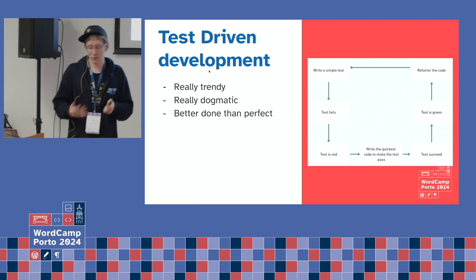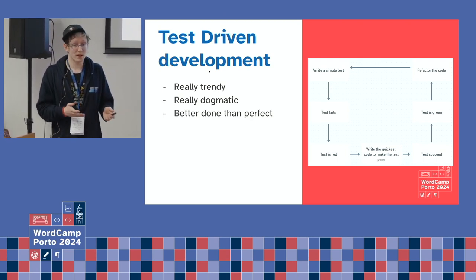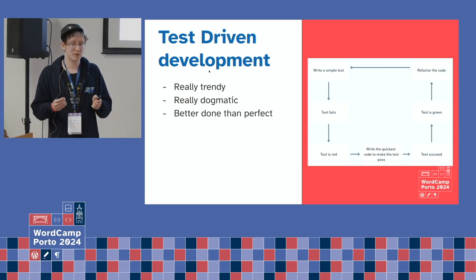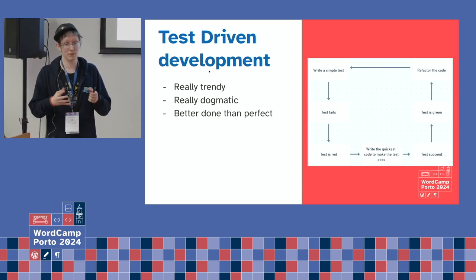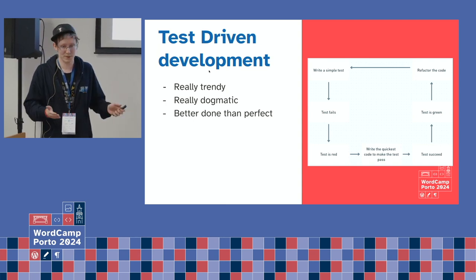Then once we have our acceptance criteria, we will have to actually implement them. So for that, we need a workflow. The workflow I would advise is test-driven development. It's something really trendy. I think you already heard about it, but it's also really dogmatic. So if you start to apply all of the rules from TDD from the start, you're gonna be lost.